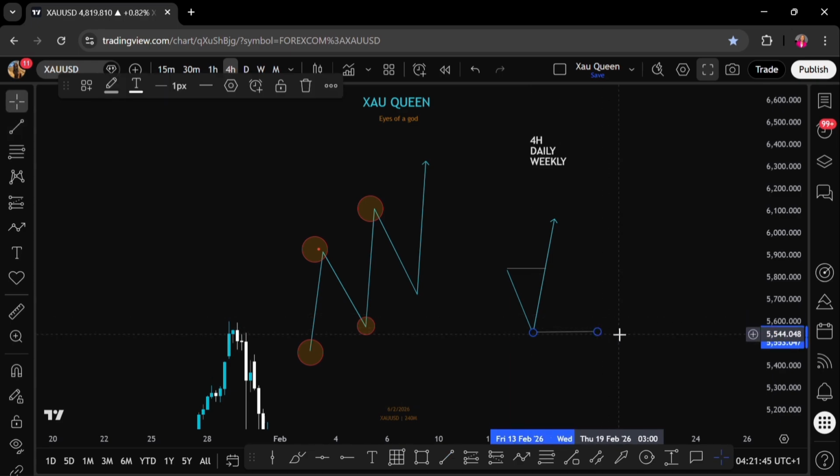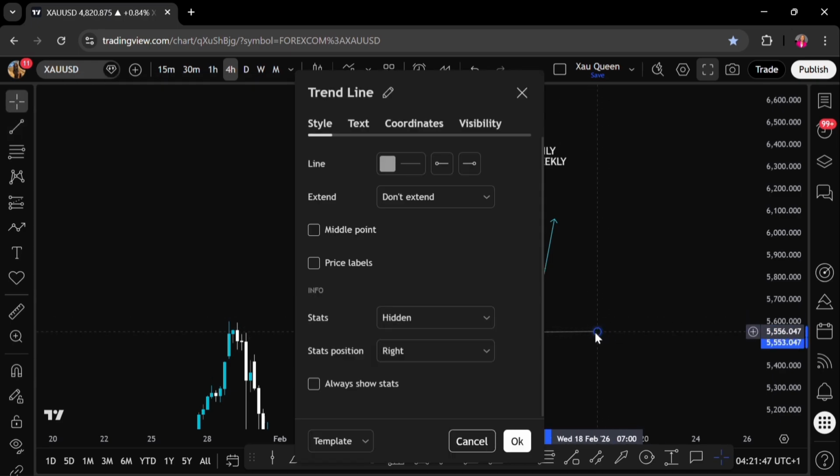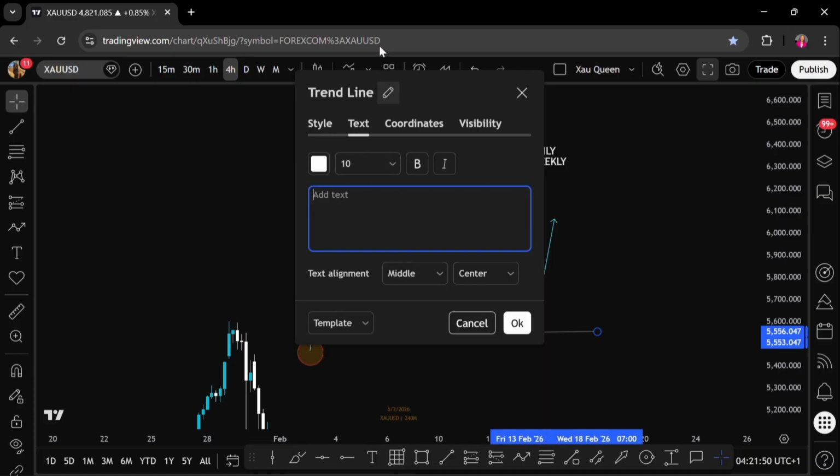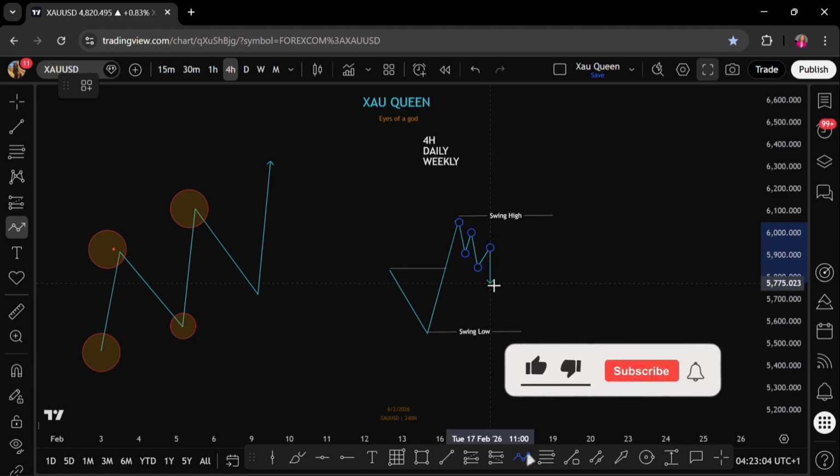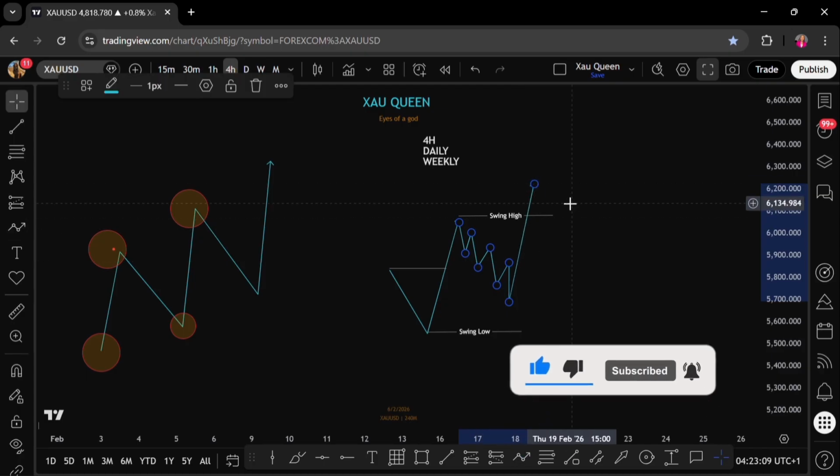Now, this is our swing low. Let me write it. So this right here is our swing high, and this right here is our swing low. So this is our swing structure. Now remember that in this swing structure we are expecting a pullback here, and if you go to the lower time frame, you will see the pullback coming like this before it gives another swing leg.